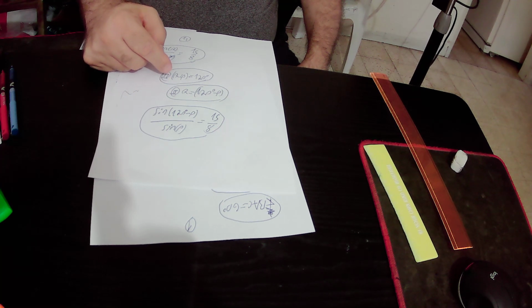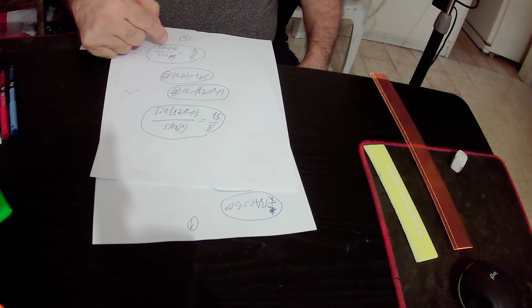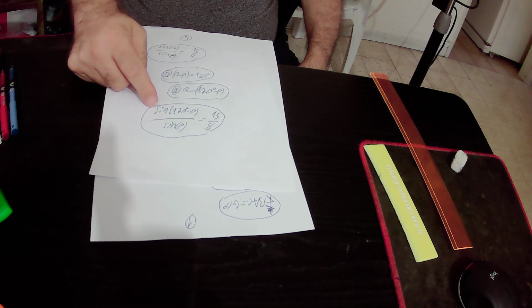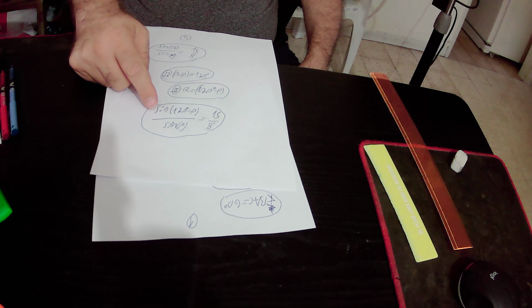From this equation number 2, we will subtract p. We will get that q equals 120 degrees minus p. So we can substitute q in this equality by 120 degrees minus p, and we found out that sine 120 degrees minus p over sine p equals 15 over 8.